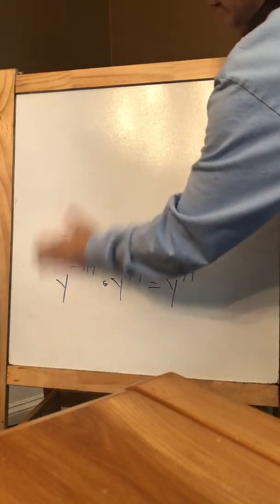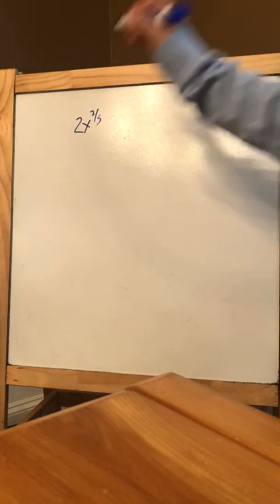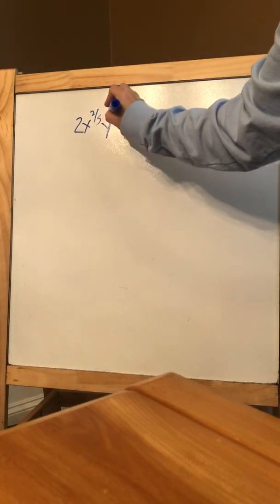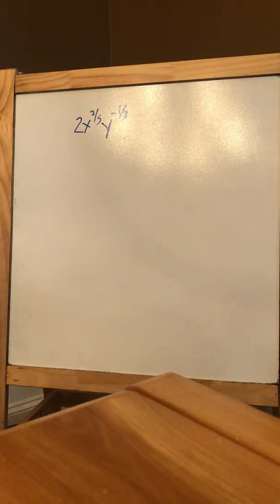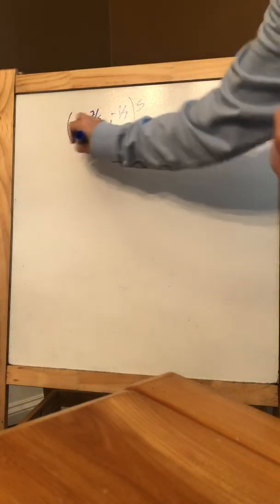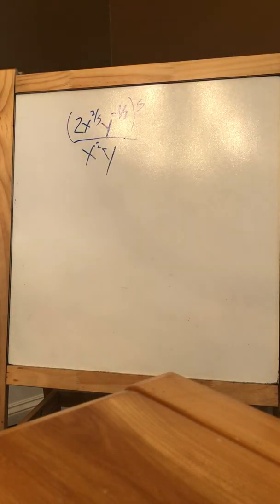Okay. All right. So the last one is, oh, this is a big long one. Okay, so we have 2x to the 2/5 times y to the negative 1/3, all taken to the 5th. And it is all over x squared y. Make sure I wrote it right. Okay.